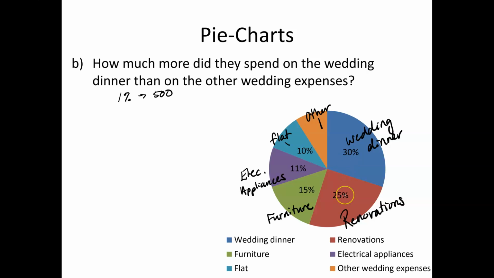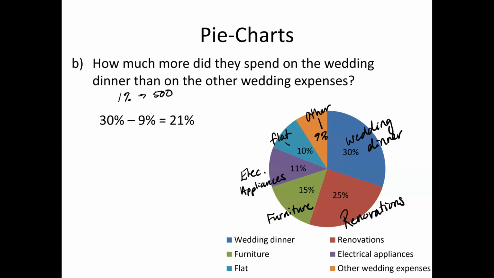30% plus 25%, which would equal 55%, plus 15% would equal 70%, plus 11%, which would equal 81%, plus 10%, which would equal 91%. So 91% subtracted from 100% is going to equal 9%. So let's find the difference there. 30% minus 9% equals 21%.